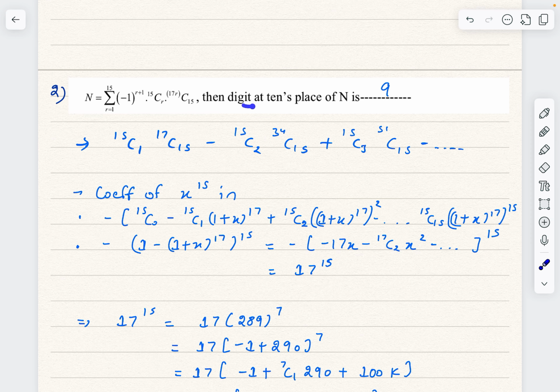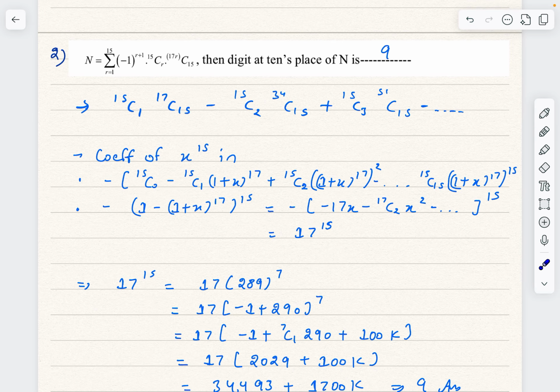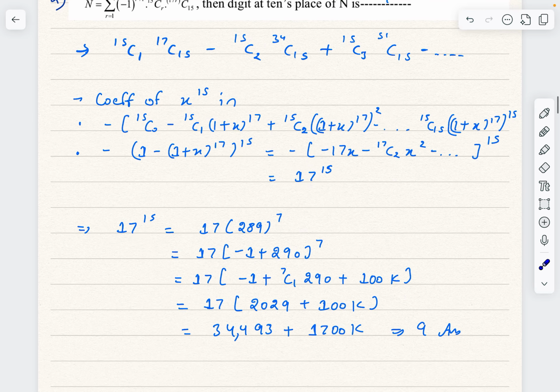And then they're asking the digit at tens place of N. How do you find the digit at tens place of N? See, 17 power 15 you can write as 17 into 289 power 7. 17 square is 289. Then 289 again write as (minus 1 plus 290) to power 7. When you expand, you get minus 1 plus 7C1 290 plus, now everything else will have two zeros at the end, so I'll write as 100k. Last two will be zeros in all the terms after that because 290 square will have two zeros in all the terms also. When you solve this, you get 2029 plus 100k, into 17.